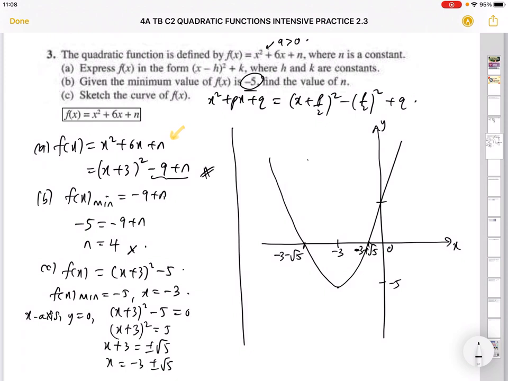Now, y-axis, x is what? x is 0. We are going to put 0 inside here. I think it's better to put inside here. Your f(x) is x squared plus 6x plus n. What's my n? My n is 4. So when I put x equals 0, my y is just 4. Well, this is 4. And my graph is complete. Okay, so that is number 3.